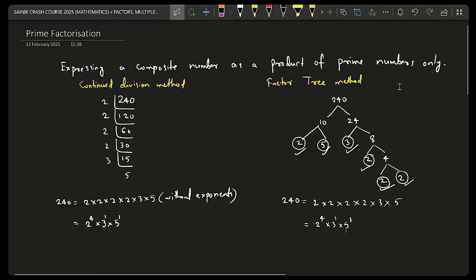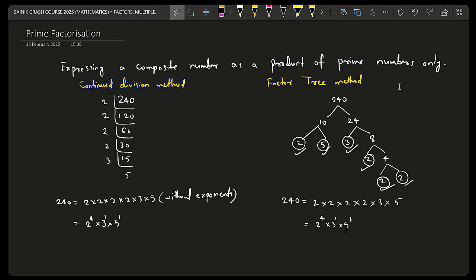Lakshita, do you have any doubt in this? Sir, continued division method I have not understood. See, you have to divide only by the prime numbers. Okay, sir. 2. With 2 I divided 240. 2 into 120 is 240, right?